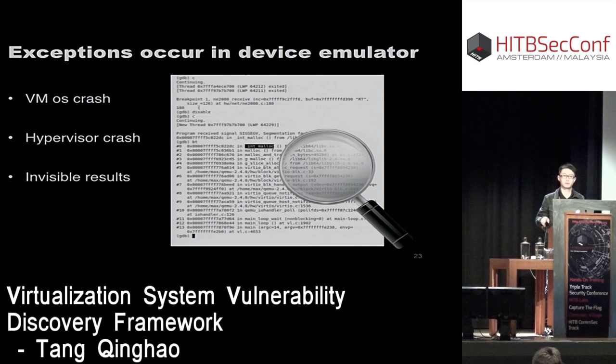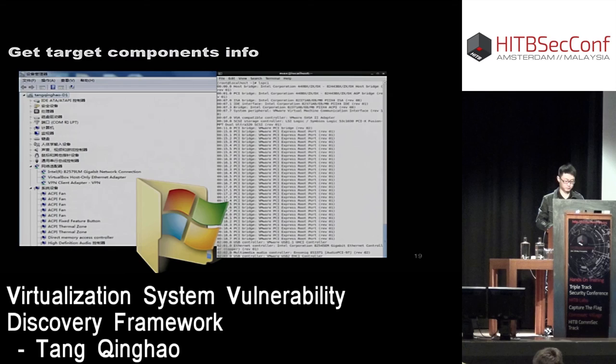Okay. About efficiency: from last May, when I started the framework, until this May, we found 35 vulnerabilities in total. There are 25 vulnerabilities that we have made public, with CVE IDs.